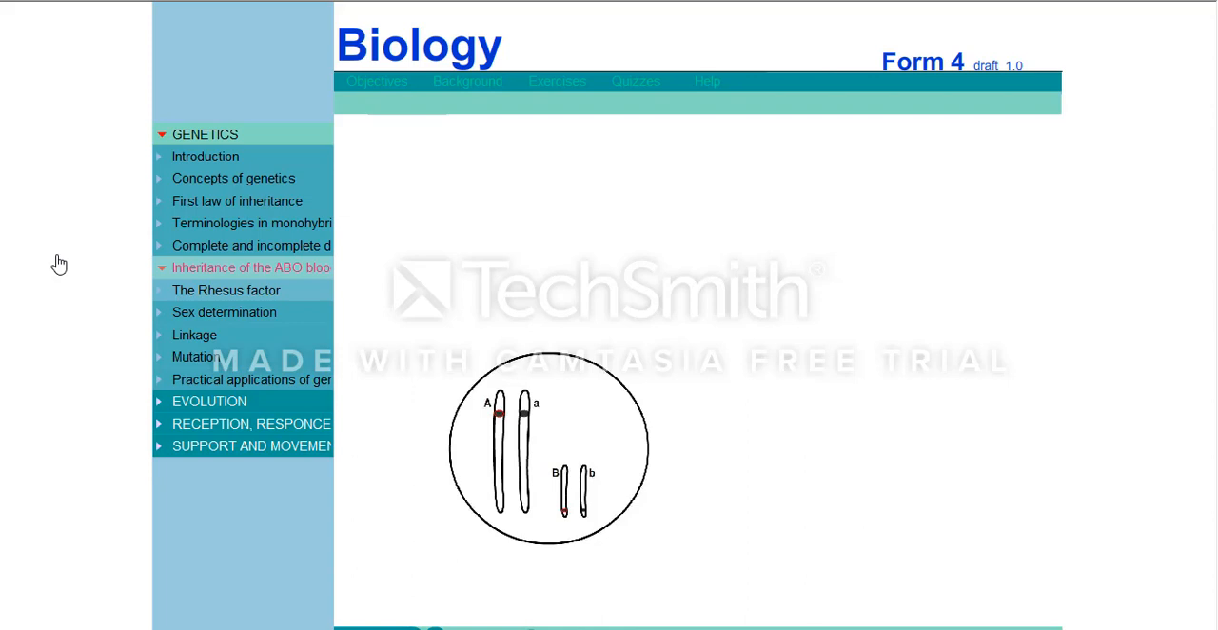Inheritance of blood groups is controlled by 3 genes, A, B, and O. These genes occupy the same locus on the chromosome. Genes A and B are equally dominant or codominant, while gene O is recessive to both A and B. Chromosomes occur in pairs. Each individual can only have 2 of the same genes. This is illustrated on the diagram below.